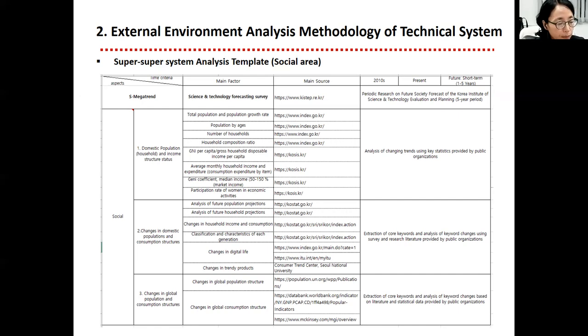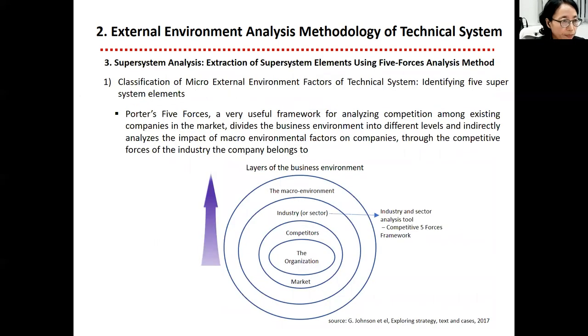Now, let me move on to the problem of supersystem analysis. The key problem of supersystem analysis in this study is to identify and classify the supersystem elements, defined as micro external environment factors. To solve this problem, we applied Porter's five forces, a very useful framework for analyzing competition among existing companies, industry, and market.